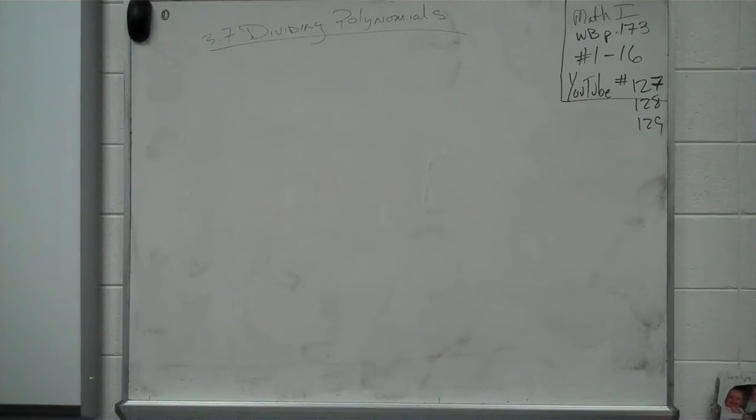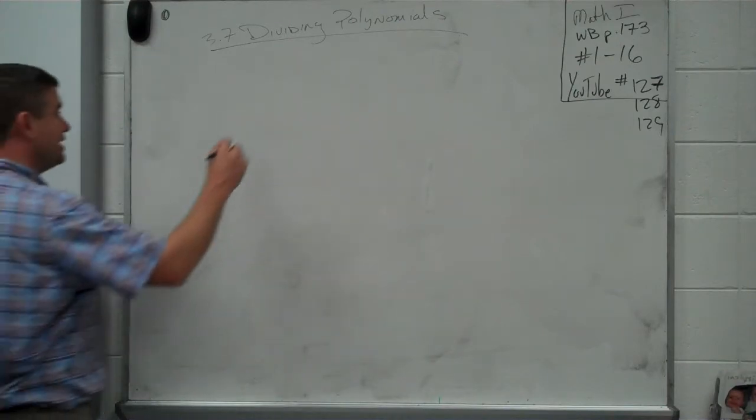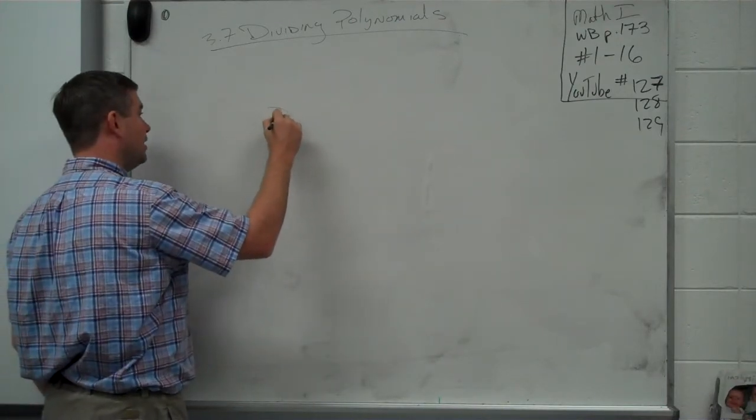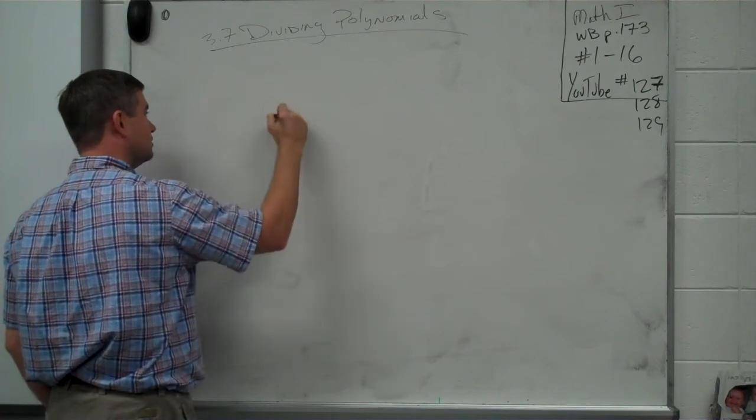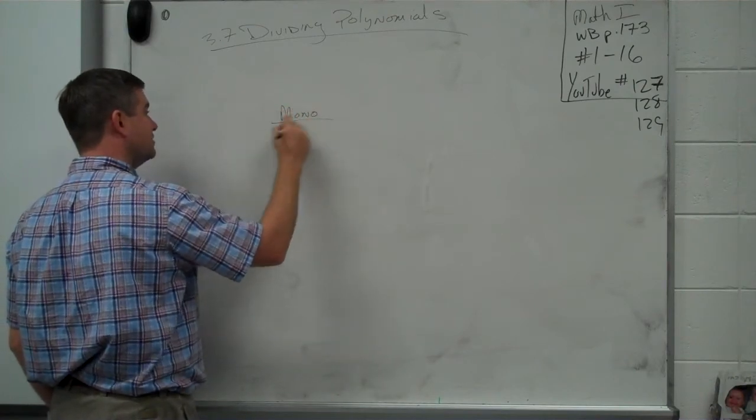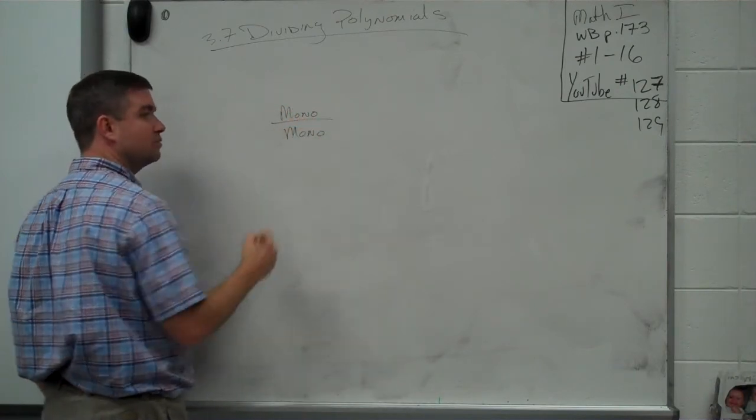Action. Here we go. 3.7. We are dividing polynomials. Okay? That means that we can do a monomial divided by a monomial.